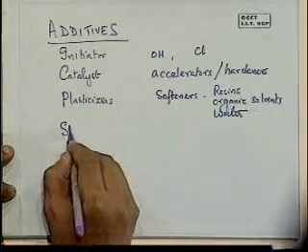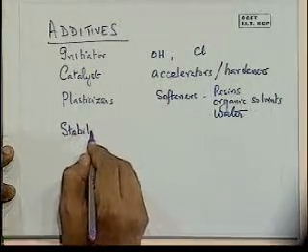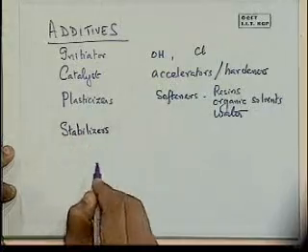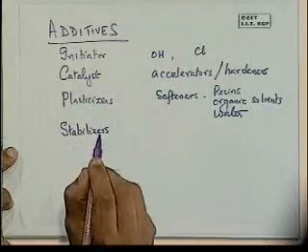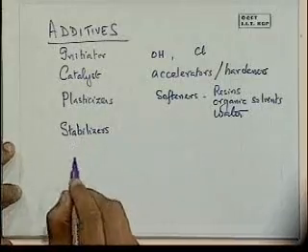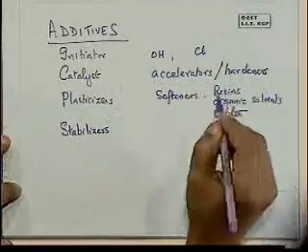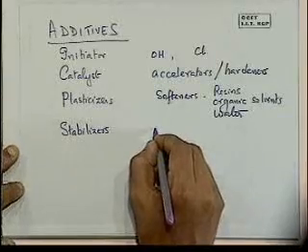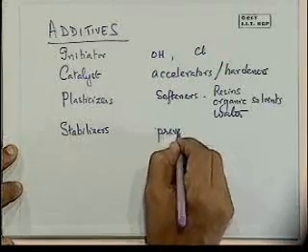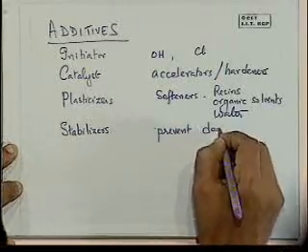And then you have stabilizers. These are materials that prevent the degradation or the deterioration of the polymer on exposure to the environment and so on. Because many of them will deteriorate with time, and you want to make the plastic more stable, you put in stabilizers which prevent deterioration or degradation.